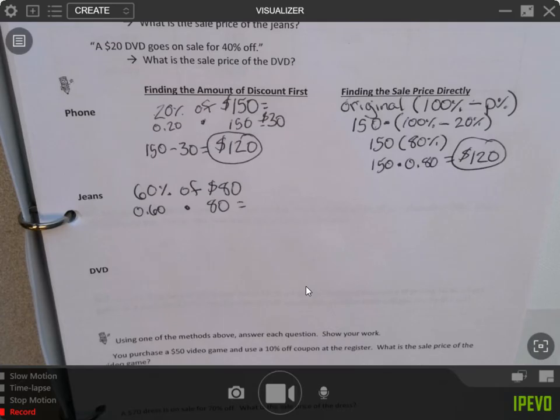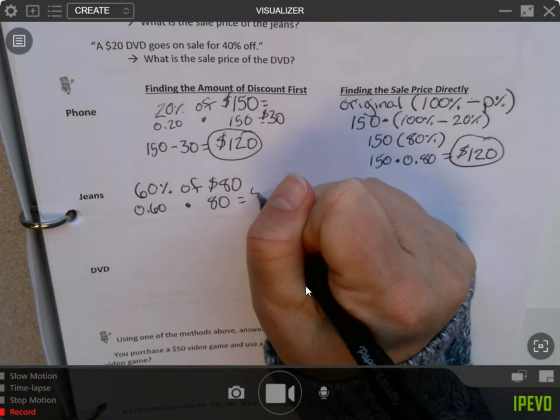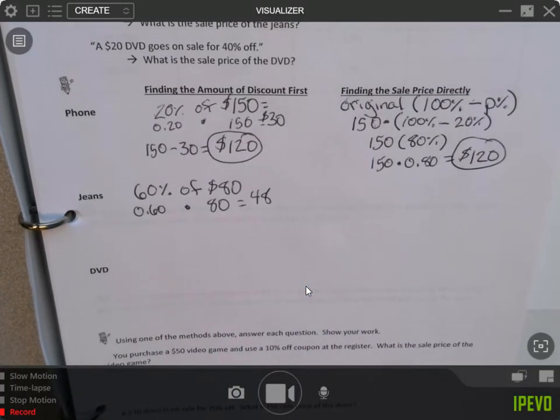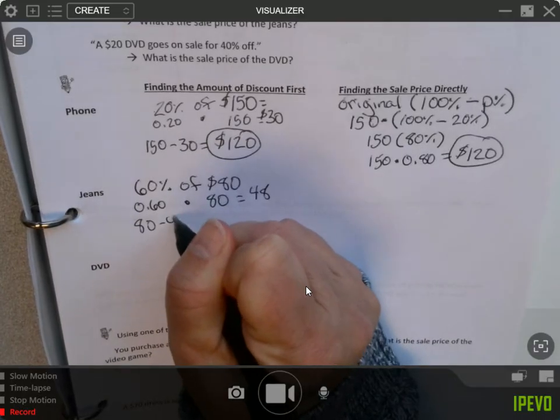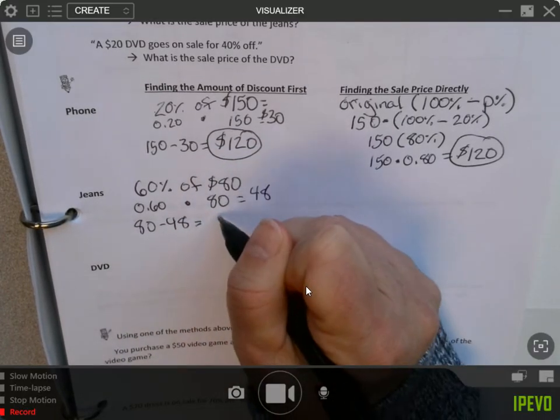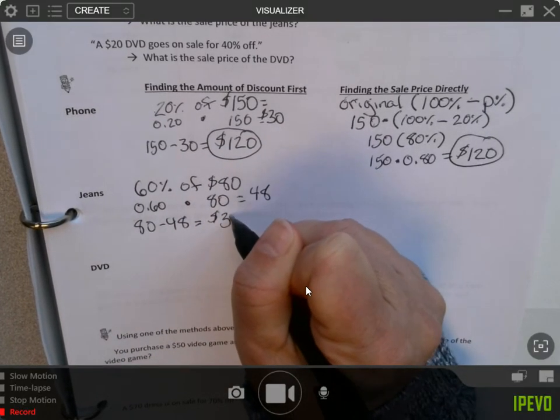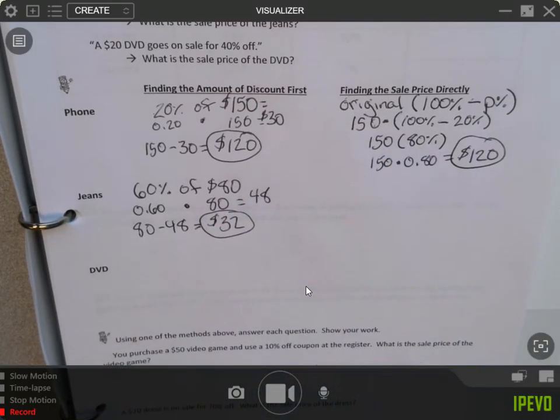Okay. What did you get, Alyssa? 48. What do I have to do with that 48? Emma? I need to subtract it away from that 80 because 48 is our discount. So I need to take the discount away from the 80. So 80 minus 48. And those $80 jeans are on sale for only $32. That's a good deal.